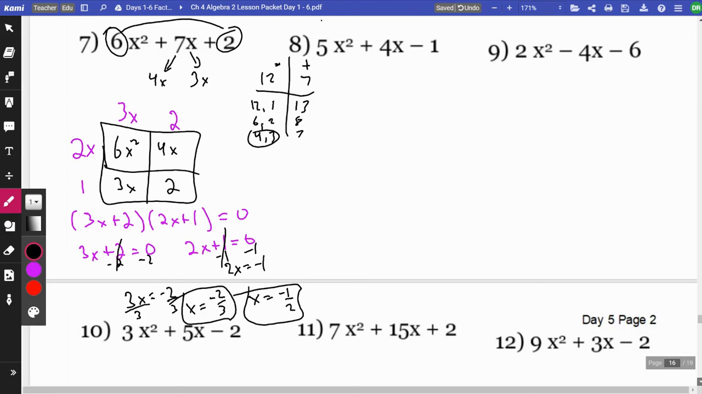All right, so that was box method. And I did one example of each of the 3 types of problems that you'll see. So hopefully that helps, and good luck.